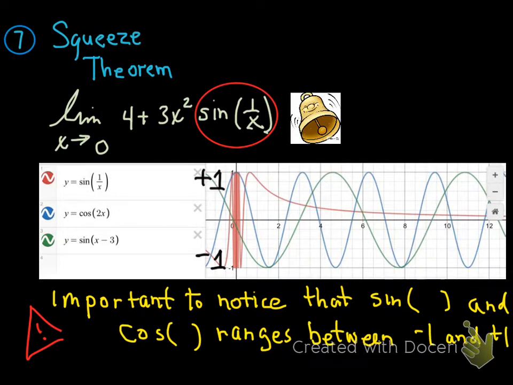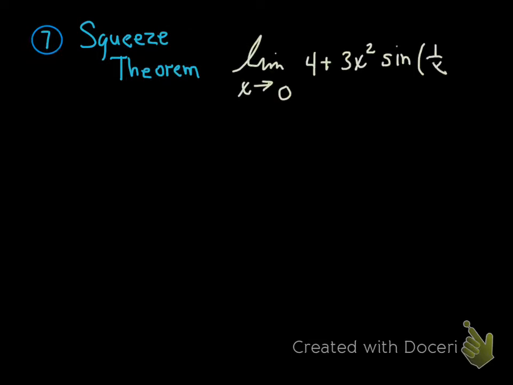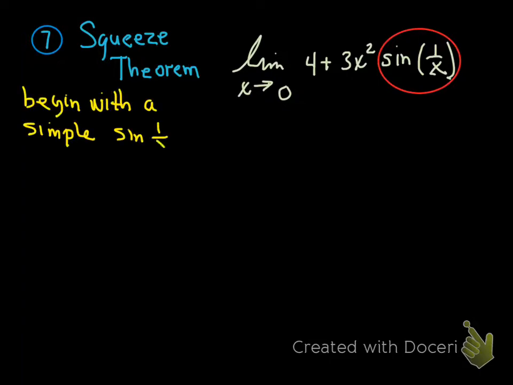Let's see how that is important as we evaluate this limit. So, again, this is the same exact problem we already looked at. The limit as x goes to 0 of 4 plus 3x squared sine of 1 over x. And I'm going to give you some steps here. What I'm going to do is begin with a real simple sine of 1 over x, and I'm going to squeeze it in between negative 1 and 1, like this.